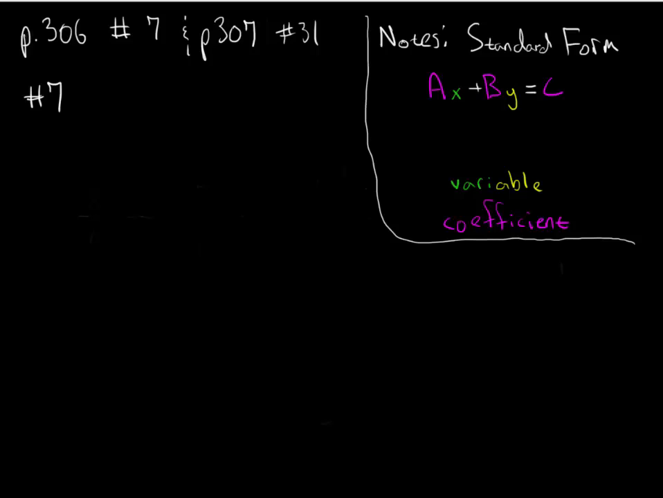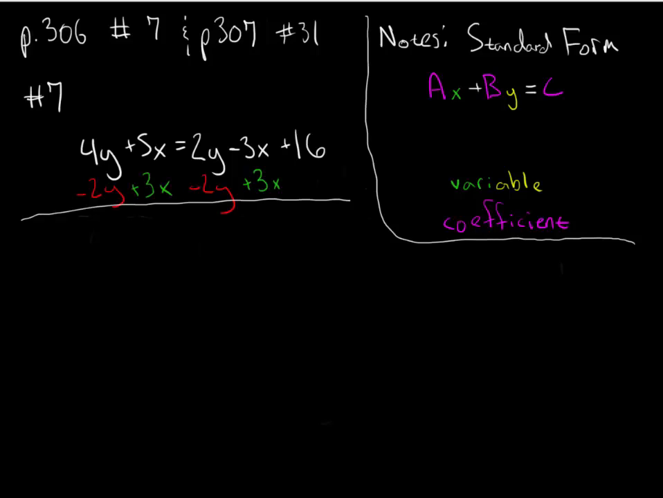Now on page 306, I could have asked you to do 2, 3, and 4, because it's really easy to just pick the x and y intercepts off the graph. But we did a lot of that in class. I'd rather you look at number 7. Let's start by putting this in standard form. Subtract 2y from each side and add 3x. You can break that down into 2 separate steps if you want, but the results will be the same. 2y plus 8x equals 16.